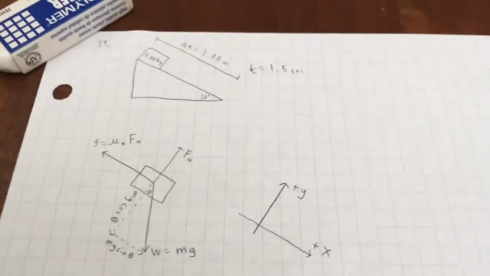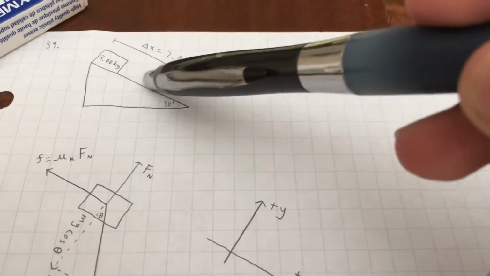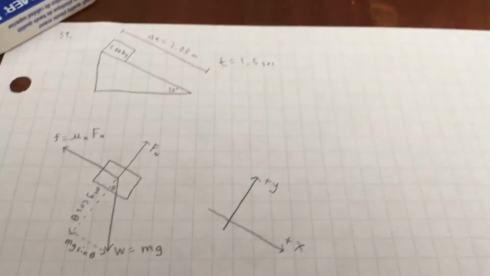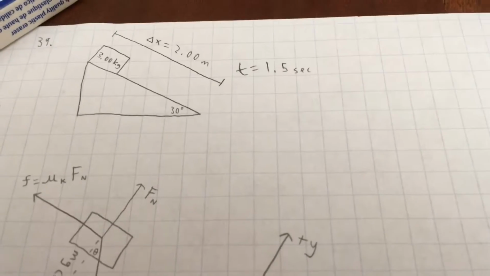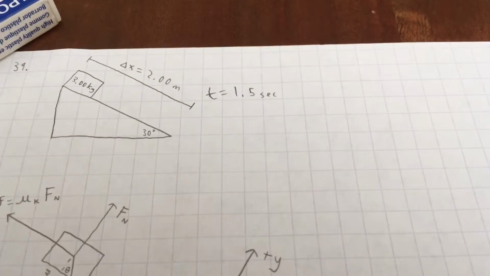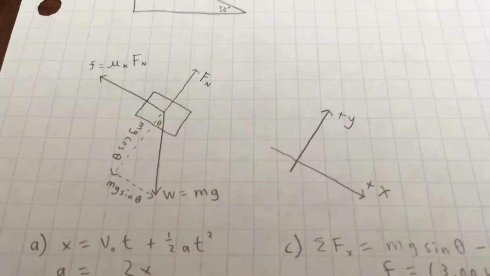So the first thing I did was I just drew a diagram. So here we have the 3 kilogram block at the top of the incline. At 30 degrees, it slides down a distance of 2 meters in 1.5 seconds. Next, I drew a free body diagram of the block.